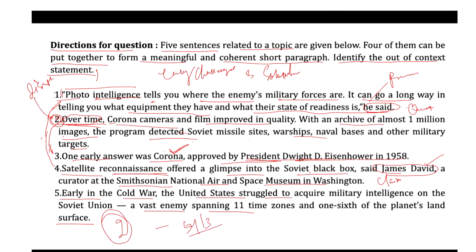So look at option 2, which is stated about over time, right? Whereas other options are stated about what happened, right? And option 2 is stated before that. So on the basis of that, we can consider that 5413 is the sequence and 2 is the odd one out. Hope you understood. That's all. Thank you.